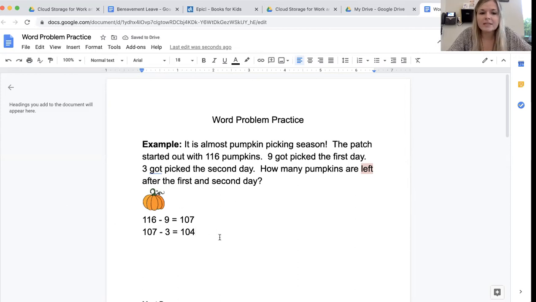All of these operations are easy for you to do, and they should be easy for you to do. What's getting a little more complex is deciding and choosing what you need to pull out of the word problems. This is multi-step. If you skipped over the second step, that 3 more got picked the second day, your answer would not be correct. We have to make sure we look at all steps and all parts of the word problem and really think what it is asking us.